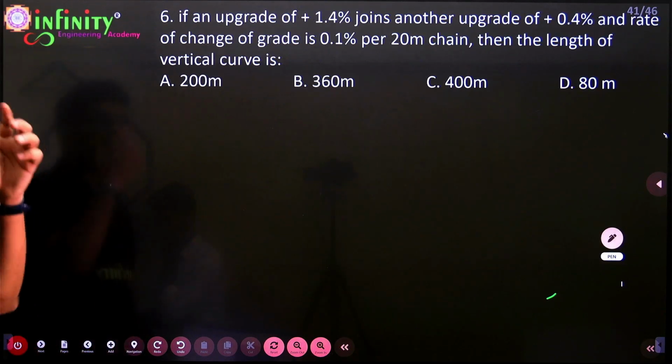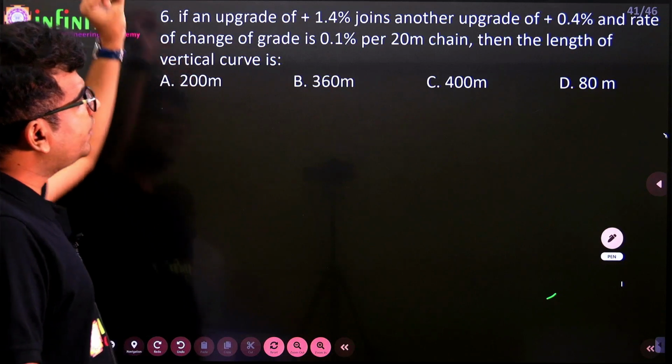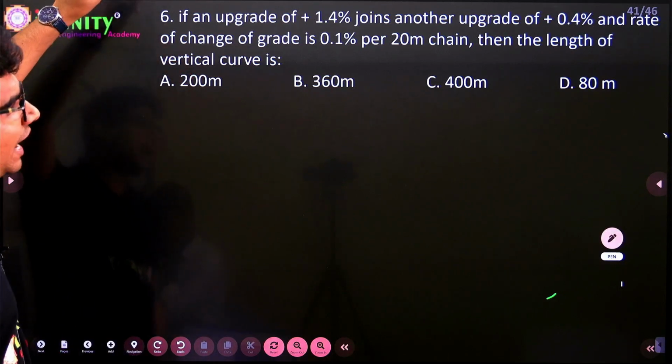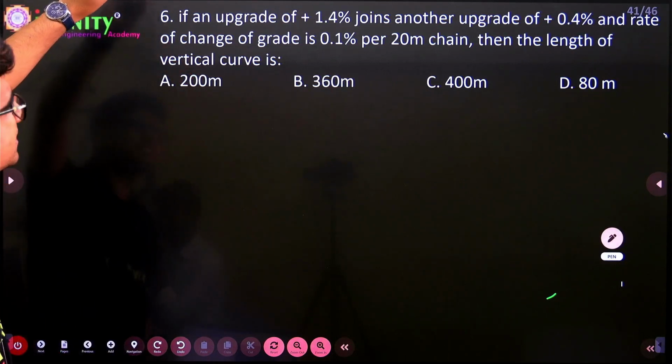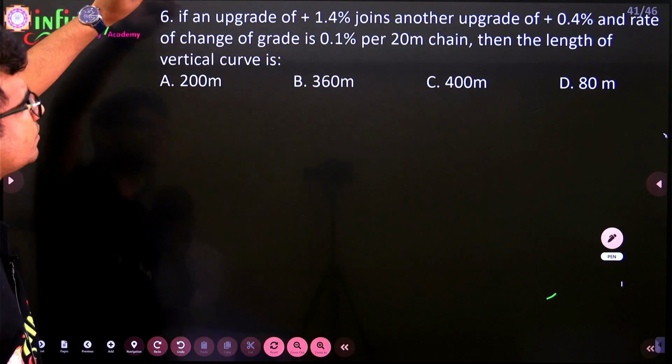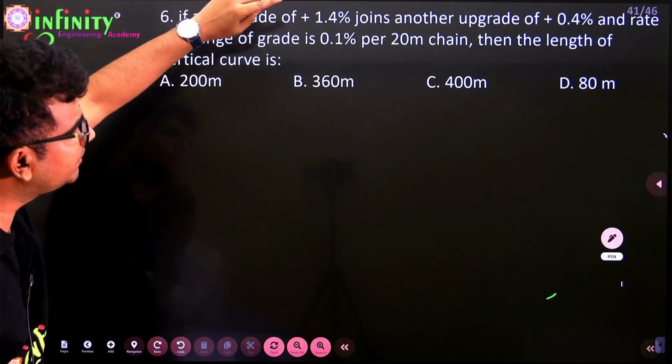Next question. If an upgrade of 1.4% joins another upgrade of 0.4% and the rate of change of grade is 0.1% per 20 meter chain.